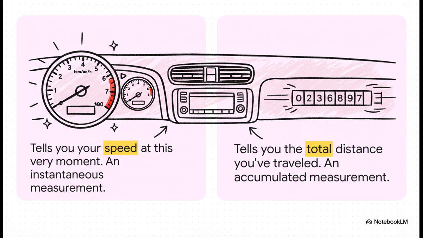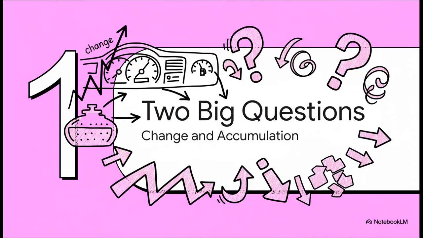But then you have the odometer. That gives you the big picture, the total distance you've traveled since the car was new. That's an accumulated measurement. Okay, just hang on to those two ideas: a snapshot versus the complete story. Because really, that's it. At its heart, calculus was invented to answer two huge questions about how the world works. And you're going to see these questions map perfectly onto those two gauges on our car dashboard.